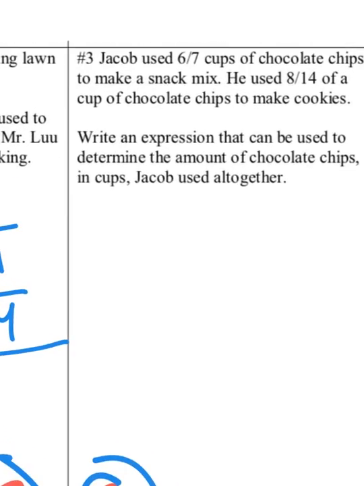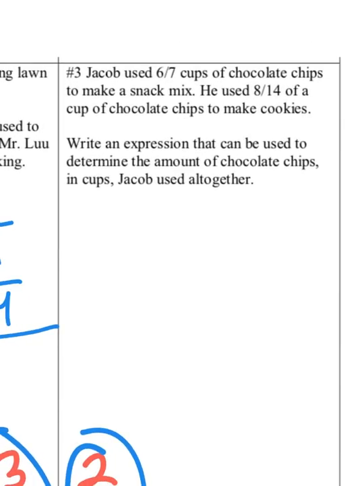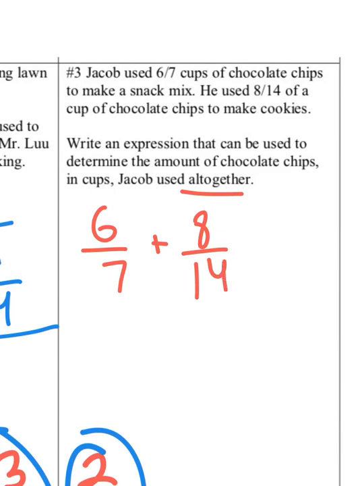For number 3, it says Jacob used 6/7 cups of chocolate chips to make a snack mix. He used 1/14 of a cup of chocolate chips to make cookies. Write an expression that can be used to determine the amount of chocolate chips in cups Jacob used all together. That's addition. So it's pretty much 6/7 plus 1/14, and then your expression would be to find a common denominator of 14.